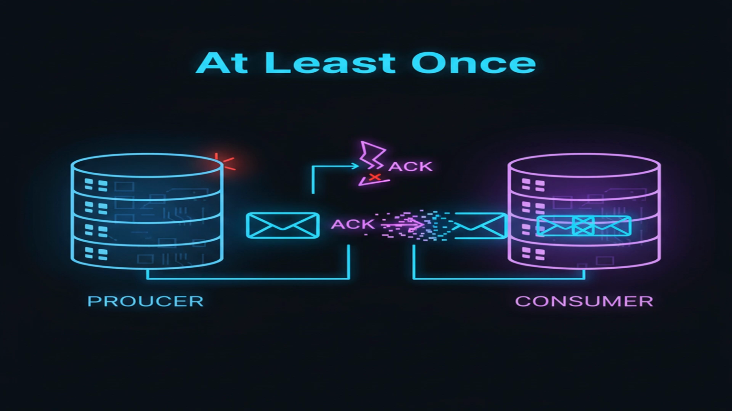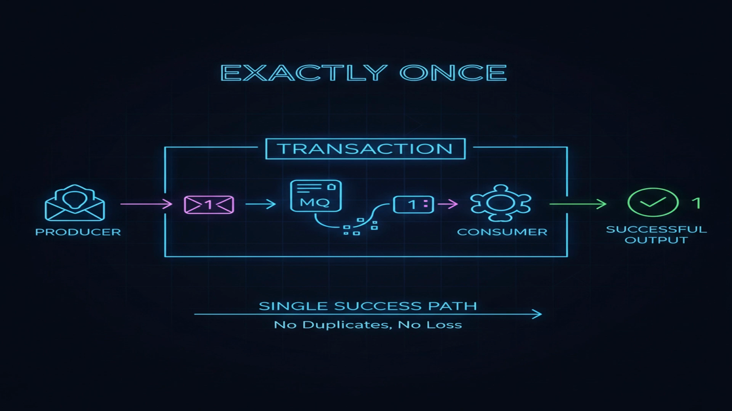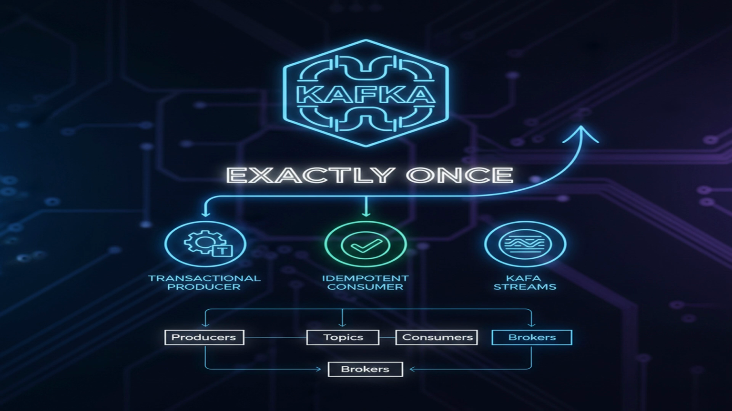Let's discuss delivery guarantees. At least once delivery means a message is guaranteed to arrive, but network issues could cause duplicates. This is why consumers must be idempotent. Processing a duplicate message, like updating an order status, should have the same result as processing it once. Exactly once delivery guarantees each message is processed precisely one time. This is the holy grail, but it's complex, often requiring distributed transactions and higher overhead.